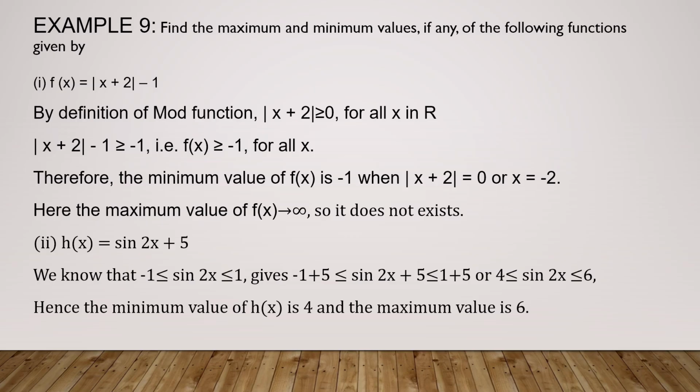Second function is h(x) = sine 2x plus 5. Now we know that the sine function, what is the range? Minus 1 to 1. So sine 2x is between minus 1 and 1. That means minus 1 plus 5 is less than or equal to sine 2x plus 5, which is less than or equal to 1 plus 5. So h(x) lies between 4 and 6. So here the minimum value of the function is 4 and the maximum value is 6.